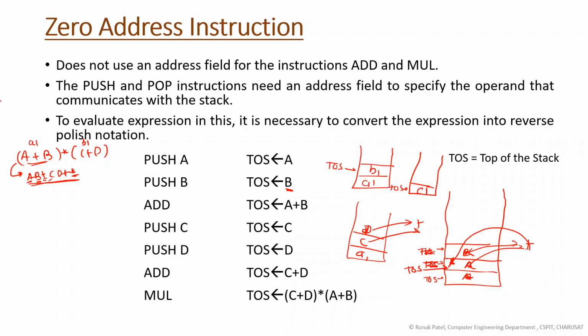Now what we want? We want this result in X. So top of the stack you need to put at memory location X. So when you perform this pop X, the result from top of the stack will be moved to memory location X. Okay, so this is zero address instruction.